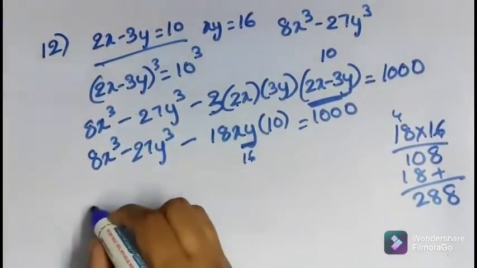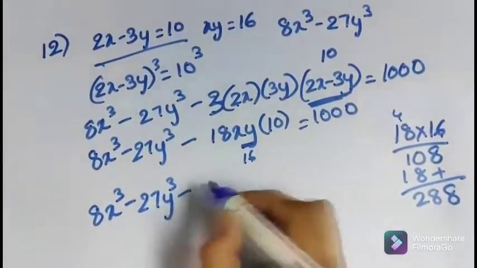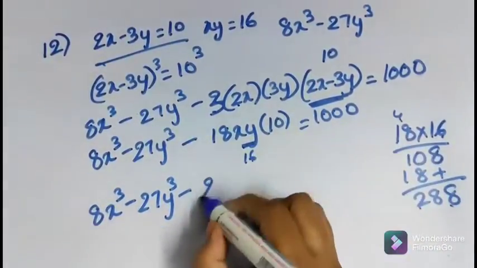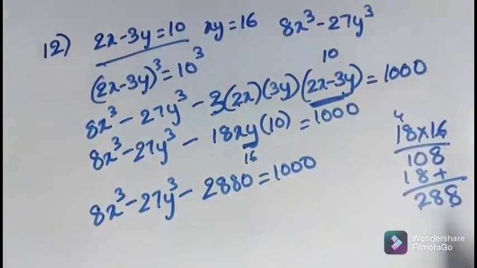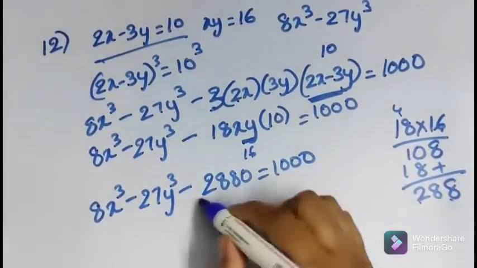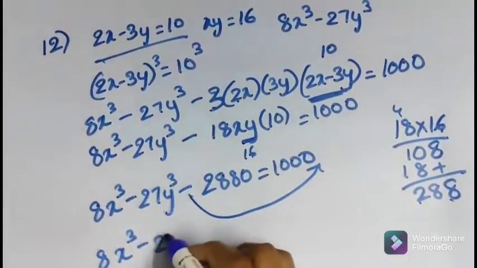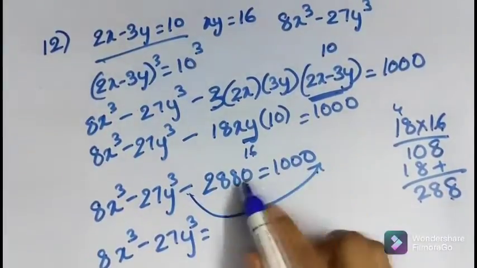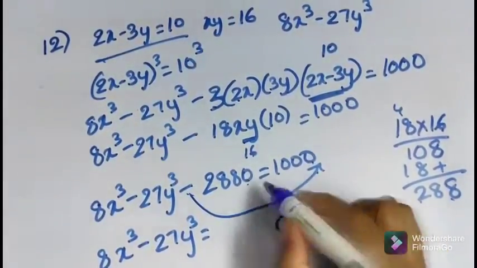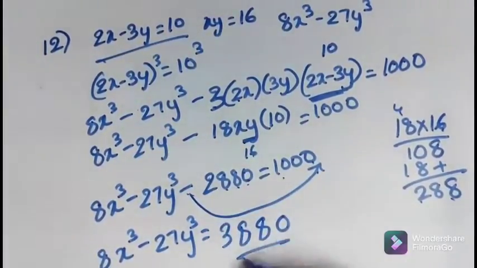288. So we have 8x cube minus 27y cube minus 288 into 10 will give me 2880 is equal to 1000, isn't it? Now if we shift this thing here, it will become plus. So what do we have the value for 8x cube minus 27y cube is equal to, this goes here, it becomes plus. So we can just add it and keep it. 0 plus 0, 0, 8 plus 0, 8, 8 plus 0, 8 and 2 plus 1 is 3. This is the answer for 8x cube minus 27y cube.